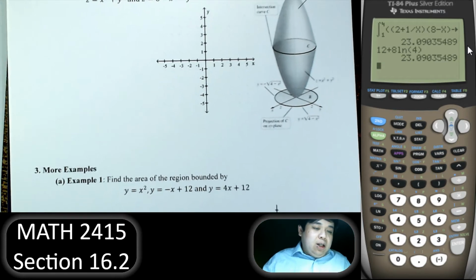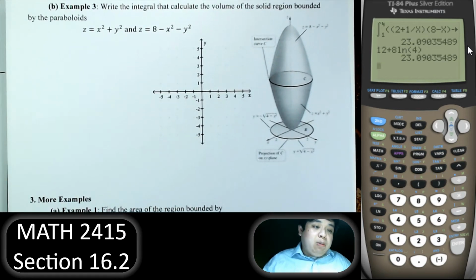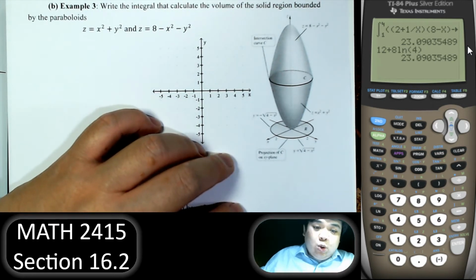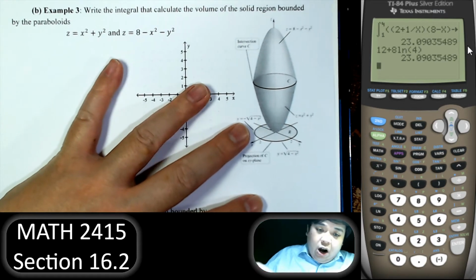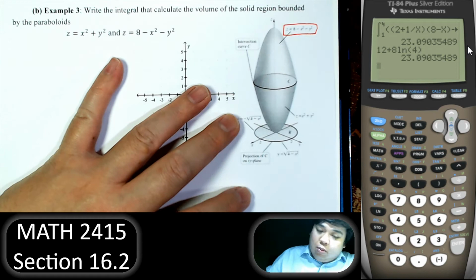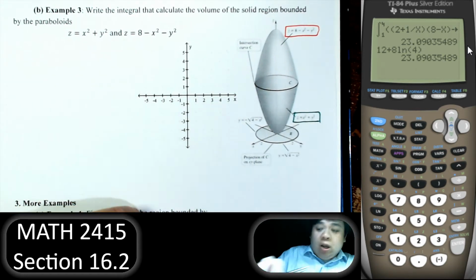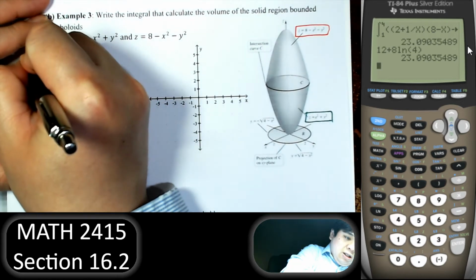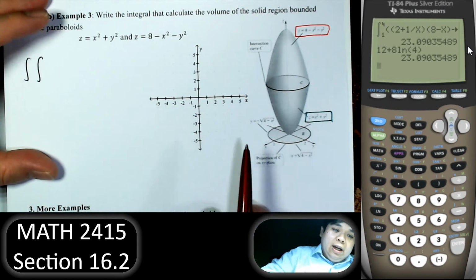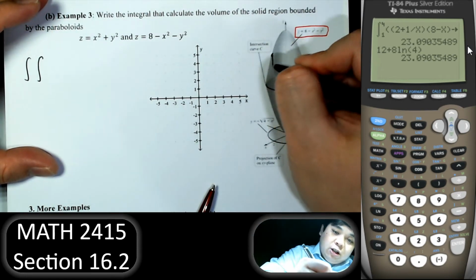Right. So write the integral that calculates the volume of the solid bounded by those two functions. Now we have two different values of z, but it won't be that hard. On the top we have z equal to 8 minus x squared minus y squared. At the bottom we have z equal to x squared plus y squared. So we set up the limit. The volume will be bounded by these two functions.